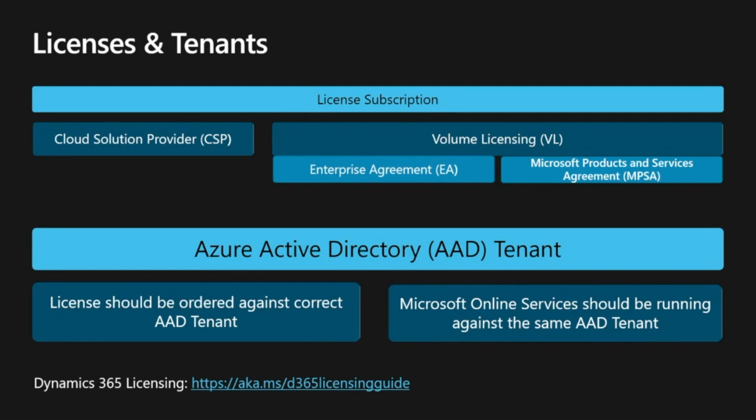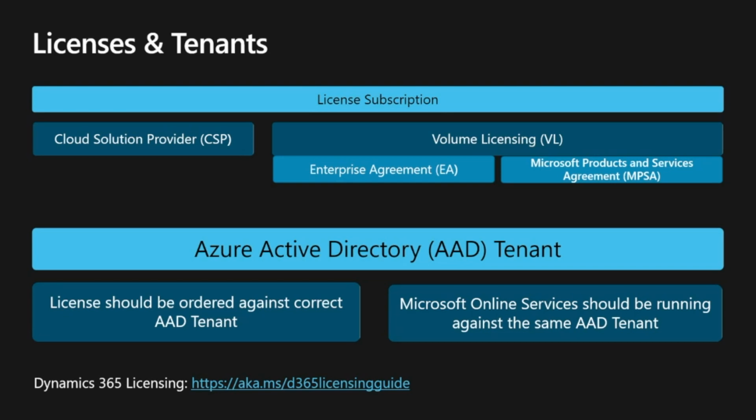All right, let's take on the first step, the licensing piece. Licensing means a Dynamics 365 license subscription. It requires a Dynamics 365 license subscription on the right tenant. At a broad level, there are 2 options to choose from. You either go with CSP, which we call Cloud Solution Provider, or you go with volume licensing, which is VL, or we also call it Enterprise Agreement, EAs or MPSAs as well.